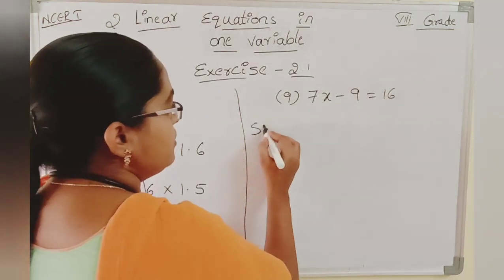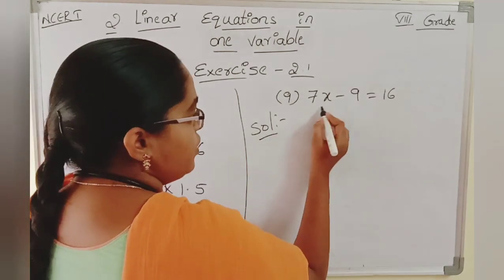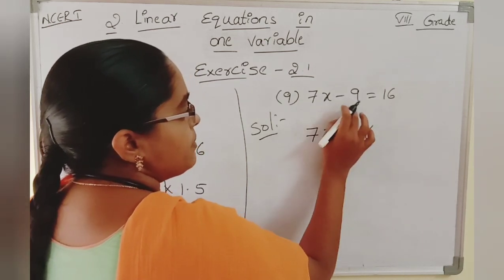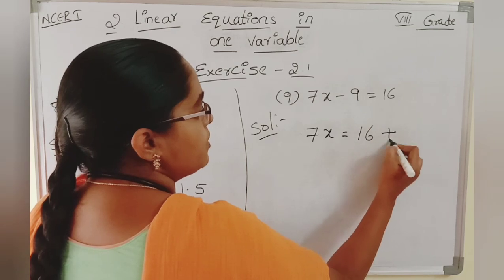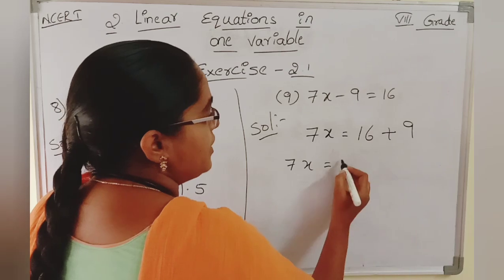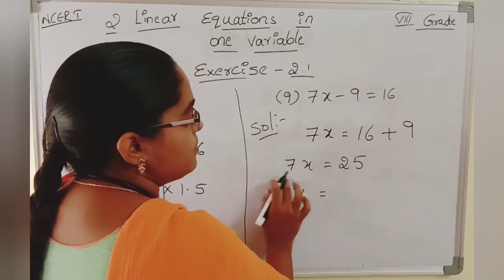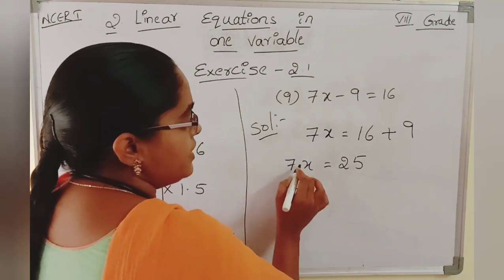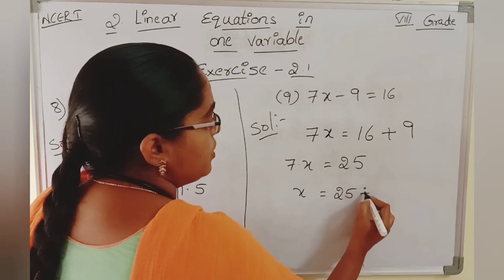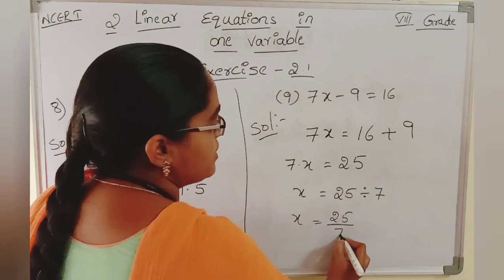Now see the next one. 7x minus 9 is equal to 16. First I want the x value. So 7x I am keeping on my LHS. The 16, and this minus 9 I am sending to RHS, so it becomes plus 9. So 7x is equal to 16 plus 9, which is 25. Now I want only the x value. The 7 also I am sending to RHS. Here the 7 is in multiplication. When we are sending it to RHS, it becomes division. That is nothing but 25 divided by 7, or we can write it as 25 by 7.